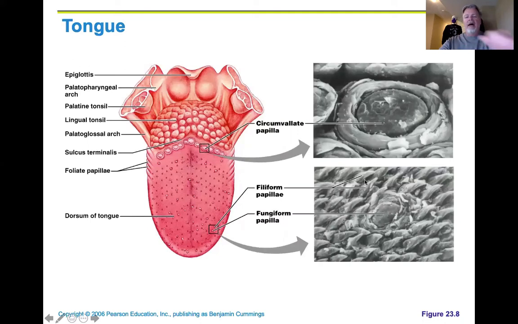Secondly, we've got fungiform papillae, and those are scattered widely over the tongue, and they give your tongue the reddish color. That's where it gets it. And then back here at the back, you've got these big ones. These are the circumvallates. They're the monsters. And they make this V-shaped row in the back of the tongue.